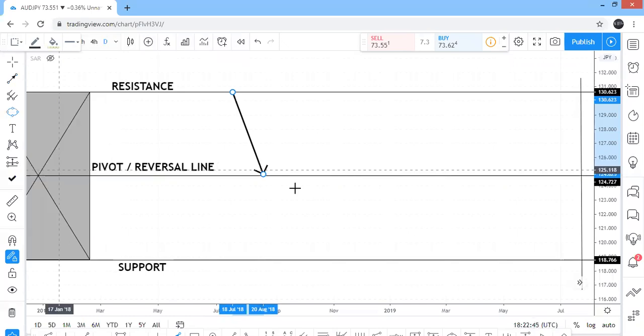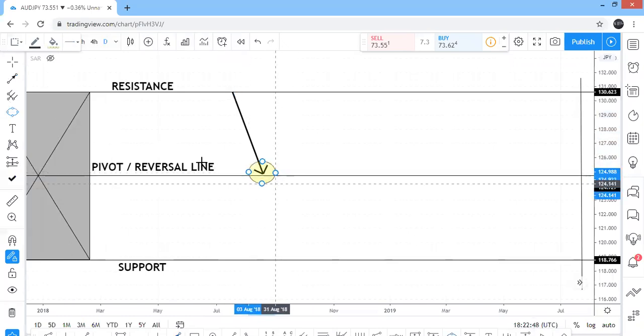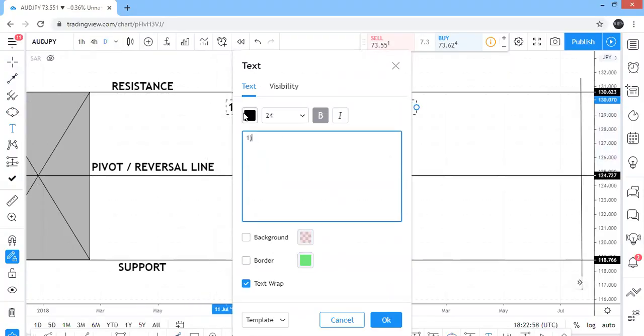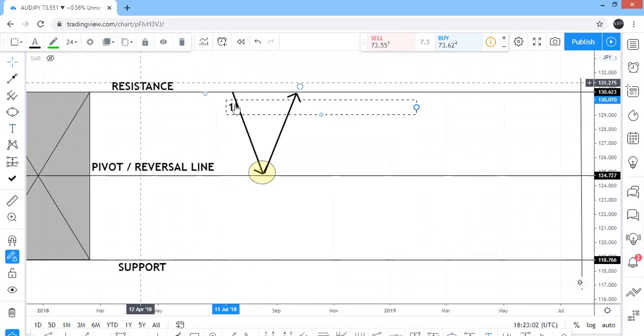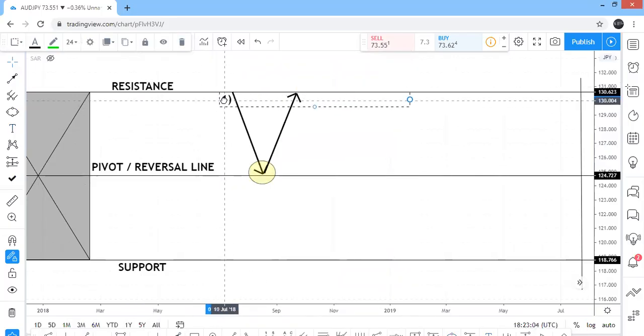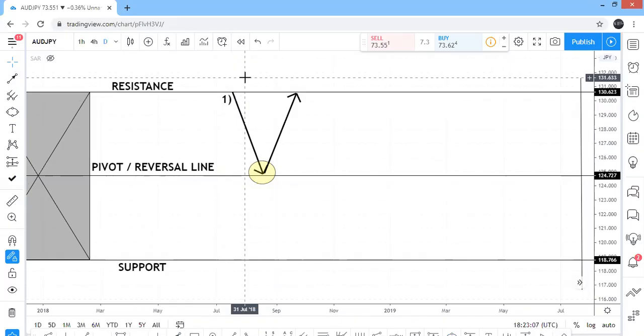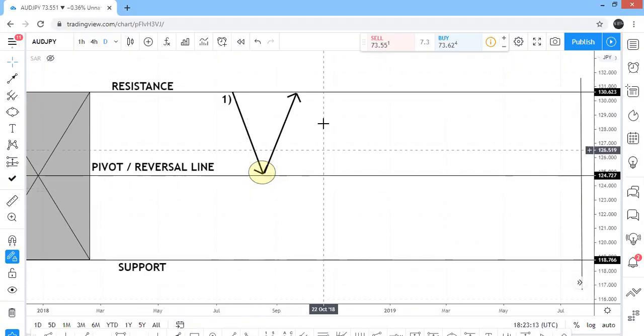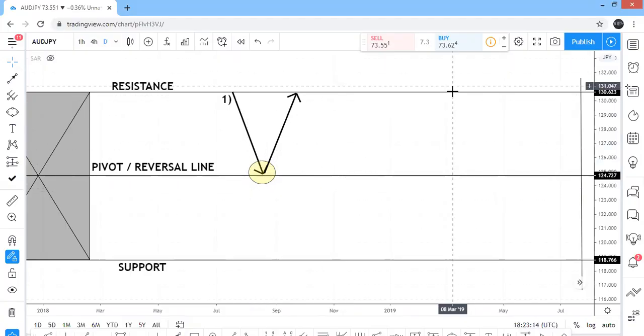If price starts from the resistance and it makes its way to the pivot line, and it's unable to break that pivot line, okay, what happens is that price is likely to go back to the resistance. That is condition number one. Number one is if price starts from resistance, it goes towards the pivot line, it's unable to successfully break that pivot line, then what is likely going to happen is that price is going to reverse back and go back to resistance. Drop a 1 if you get that point.